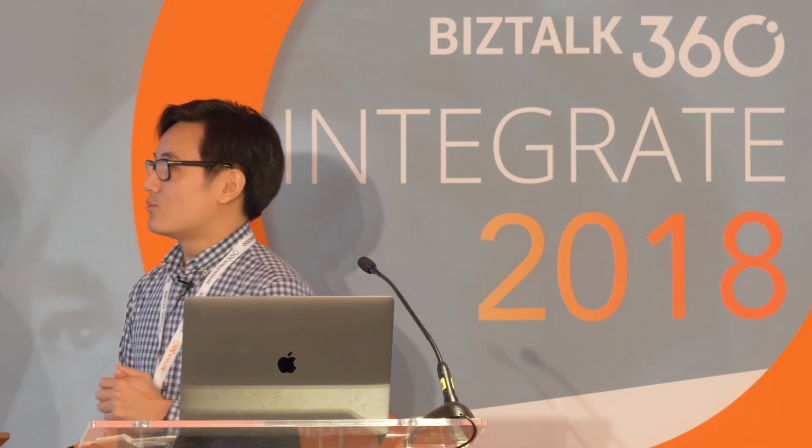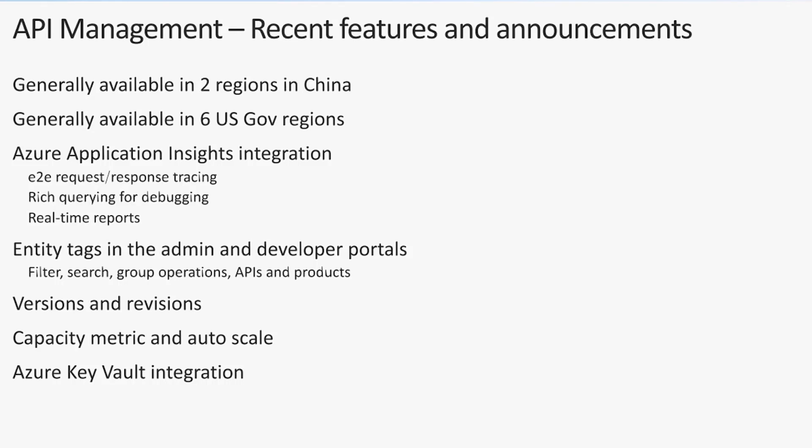So our team has been working diligently to deliver features that our customers ask for. So here is a quick list of the recent features and announcements. First of all, we are now generally available in the 2 regions in China, which makes us the first global API management provider to be available in the country. And we are also now GA in the US government cloud.